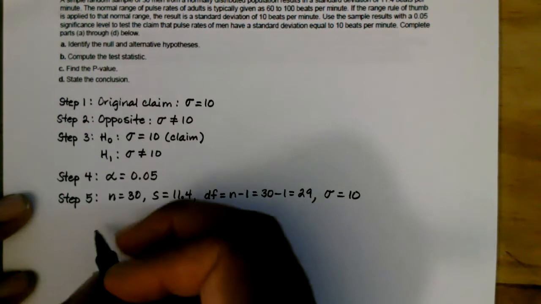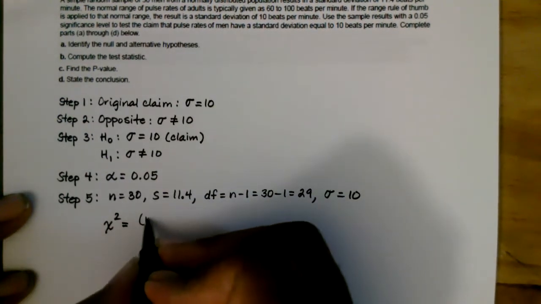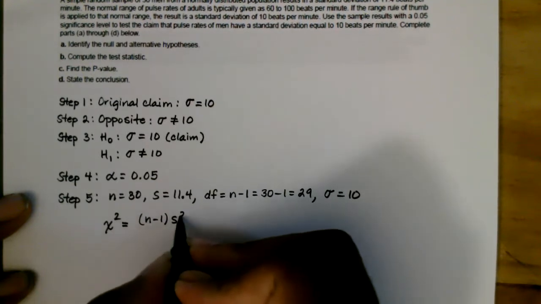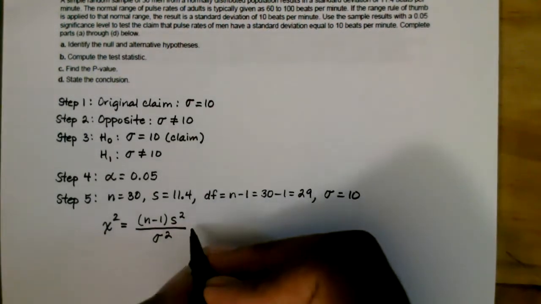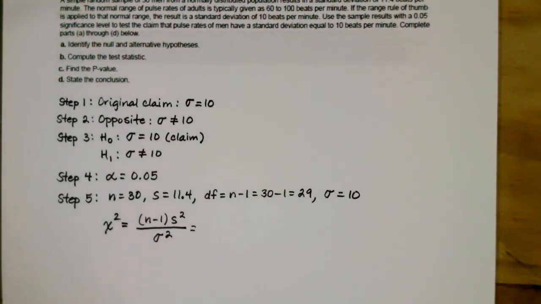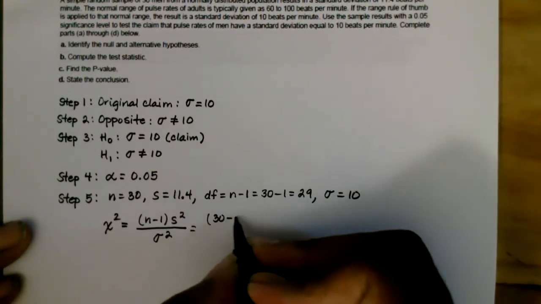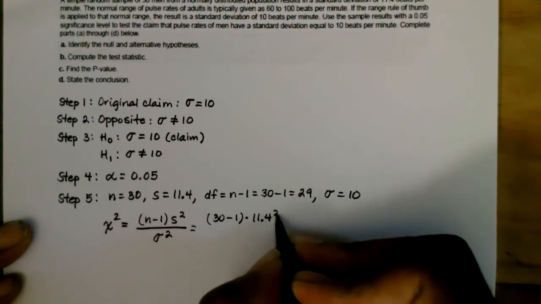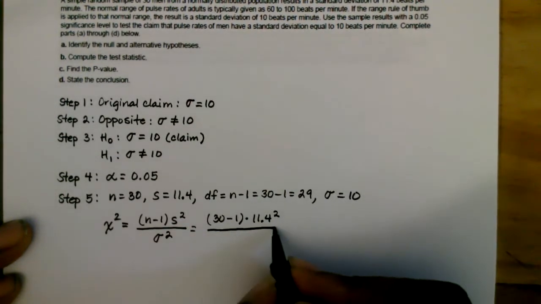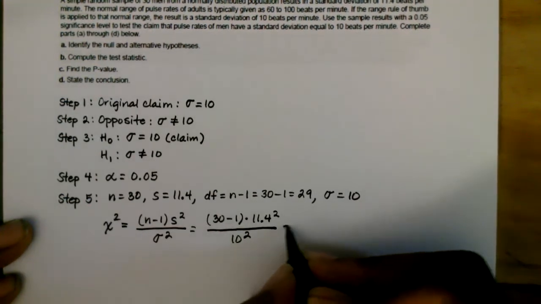All right, and our chi-square test statistic is this. Chi-squared is equal to N minus 1 times S squared, all divided by sigma squared. So we just substitute into that test statistic formula. N is 30, so this will be 30 minus 1 times S, which is 11.4, and that's squared, all divided by sigma, which is 10, and that's squared.